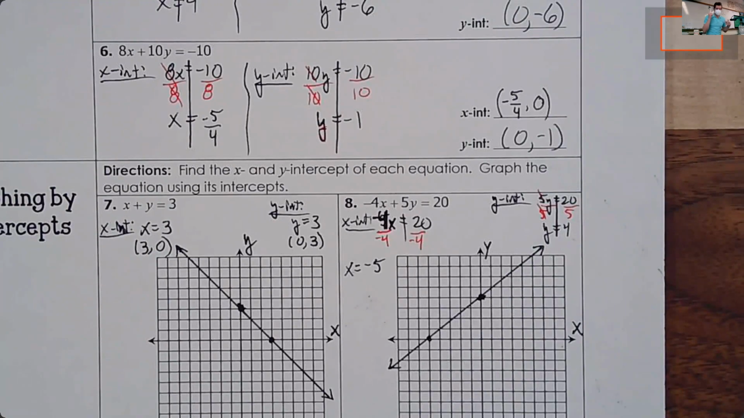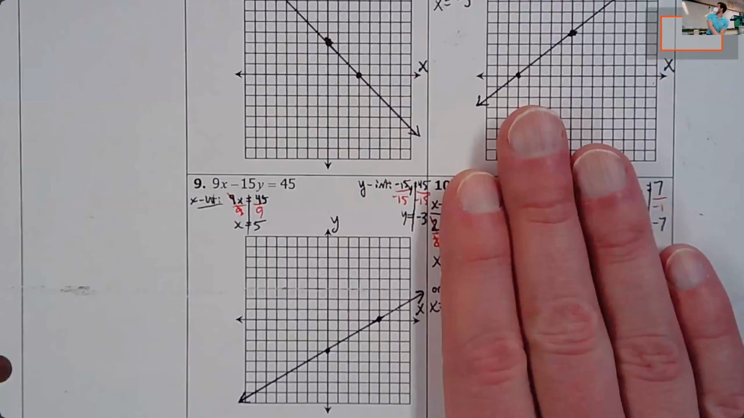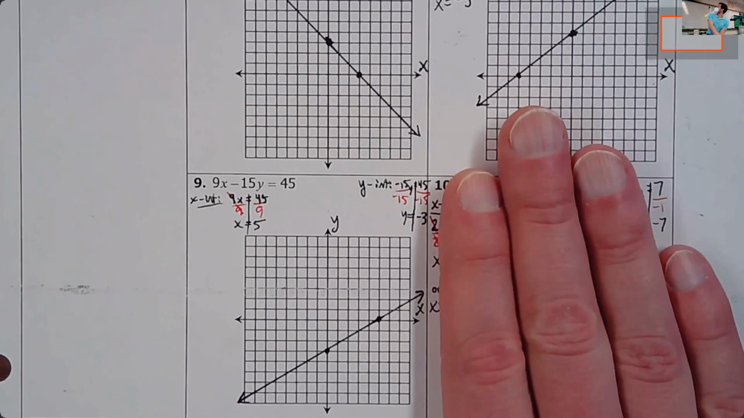All right, here we go. Let's take a look. So number 9, what's the x-intercept on number 9? You can tell me. What is our x-intercept for number 9? Anybody have it? 5? Yep. How about the y-intercept? So x-intercept is 5 for number 9. What about the y-intercept? -3. Good. So here we go. Number 9. There it is. X-intercept is 5. Y-intercept is -3.